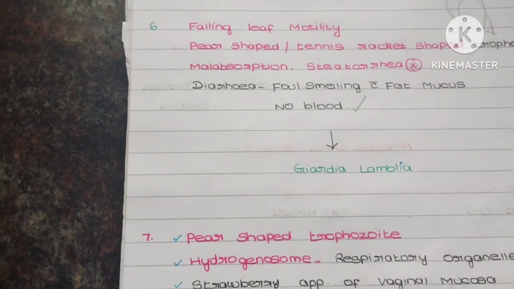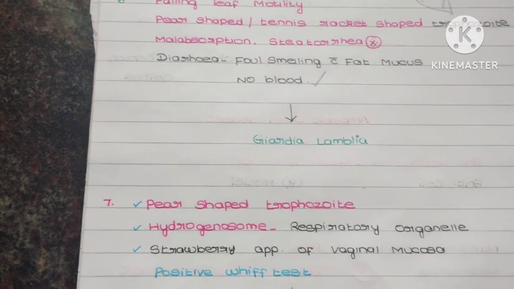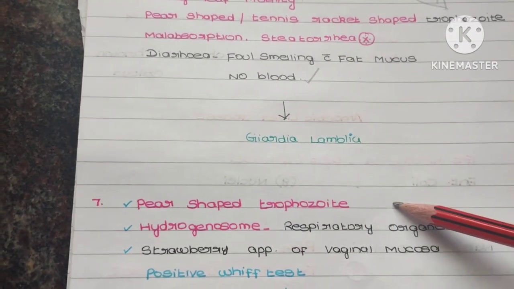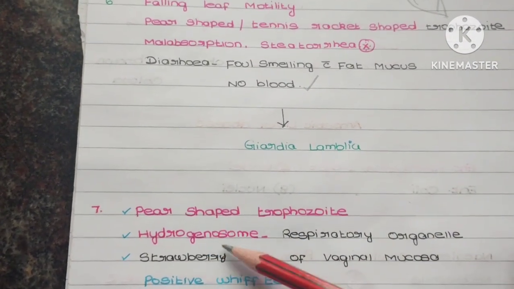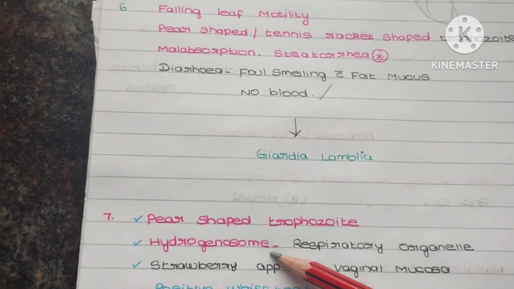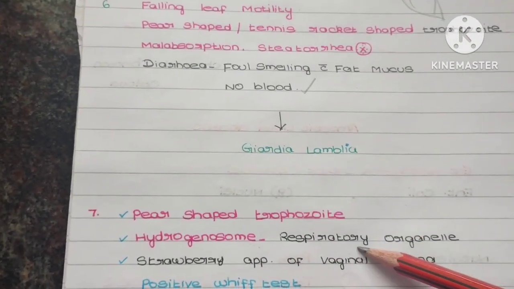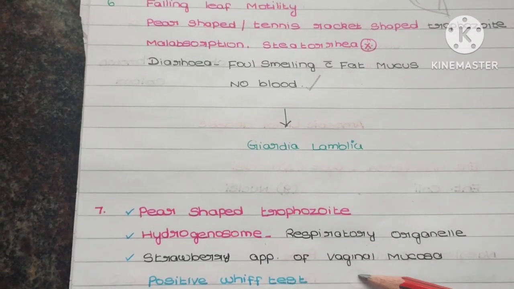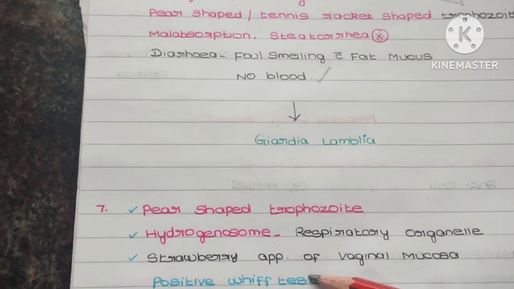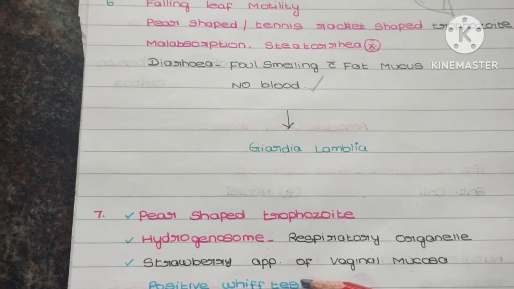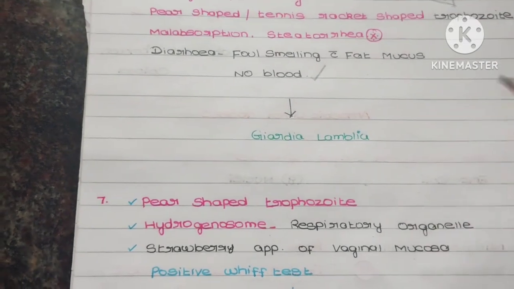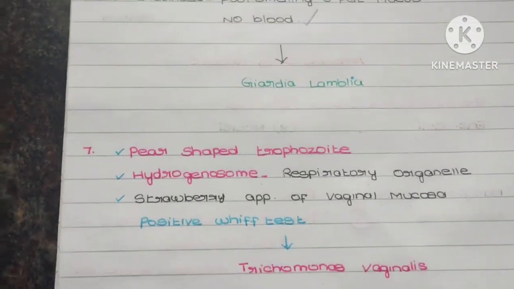So next, the first point is pear-shaped trophozoites, and there is a hydrogenosome which is specific for Trichomonas vaginalis, because that is a respiratory organelle, and there will be a strawberry appearance of the vaginal mucosa, and a positive whiff test. So the probable diagnosis will be Trichomonas vaginalis.